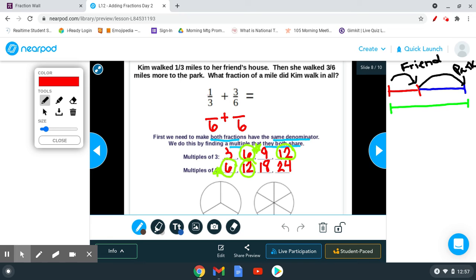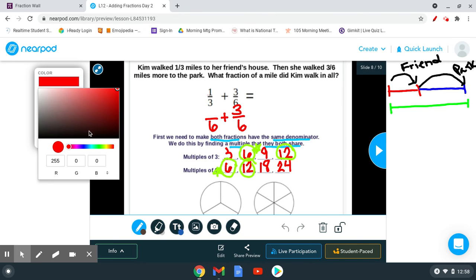We're using 6. Well, one of the things that is nice is that if you guys look, our second fraction, 3/6, already has the denominator of 6. So that one can stay the same. But we need to figure out an equivalent fraction for 1/3.